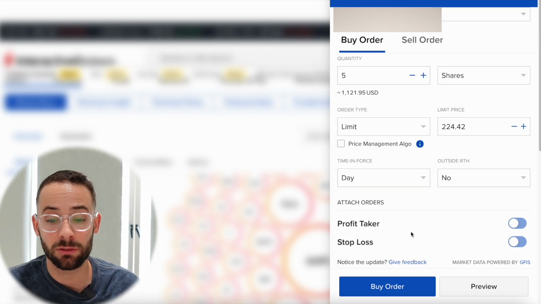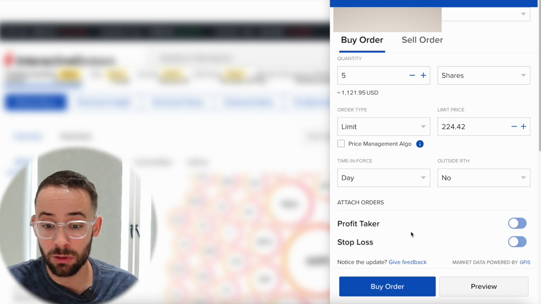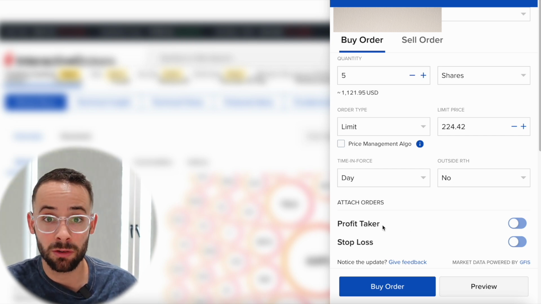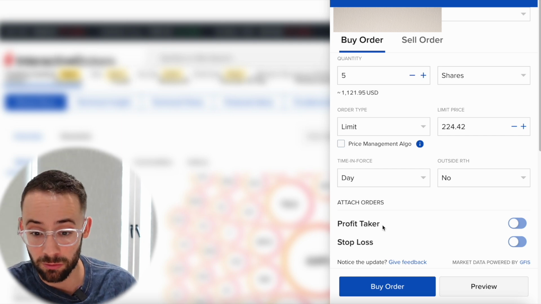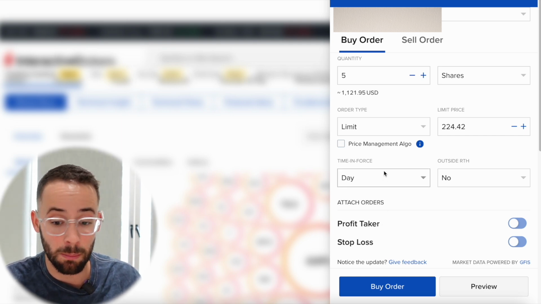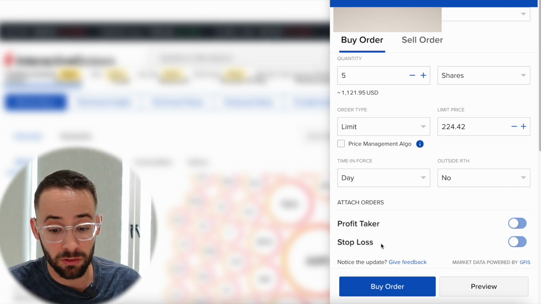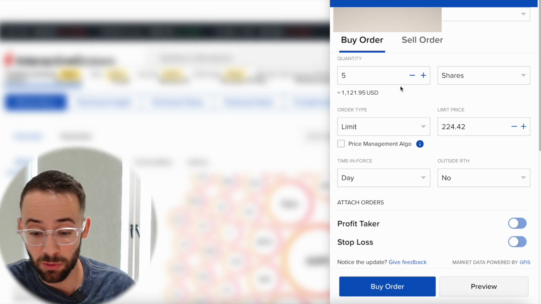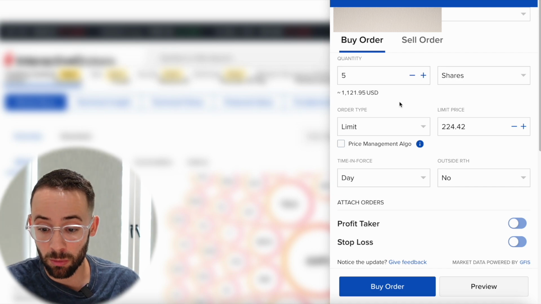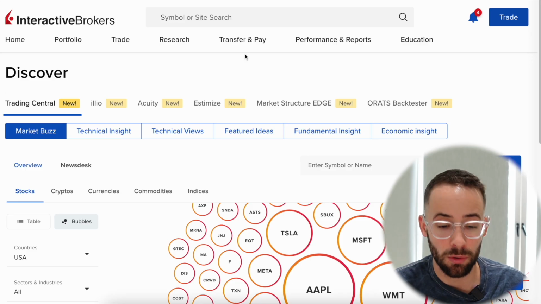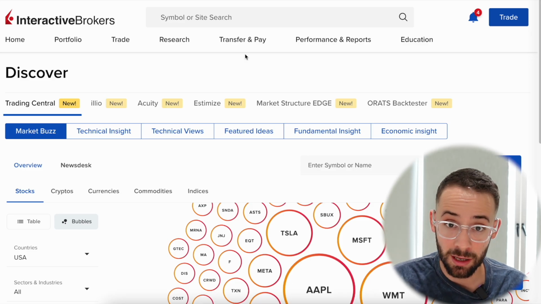If you're an active trader as well, for example, a day trader, you can set up things like take profits. So if you want to sell the shares if it goes up by $5 in price per share, you can set that up. You can also set up a stop loss if you want to cut your losses if it drops by a certain amount, and then you simply hit buy or sell order depending on what you're doing and confirm the trade.